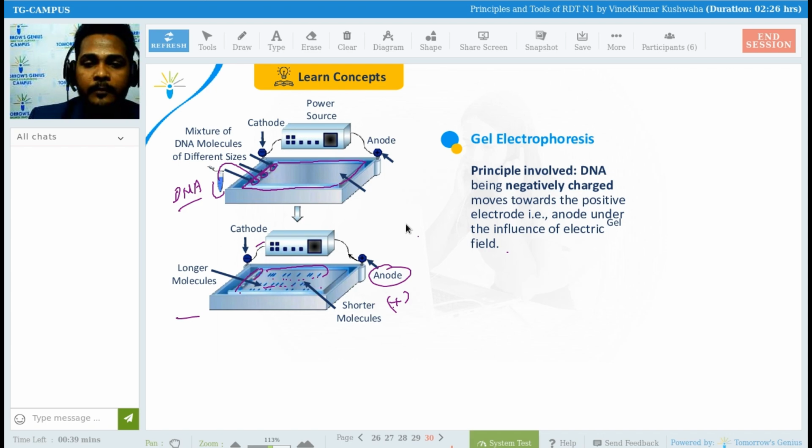So this is actually the principle involved. It is based on the negative charge, because the DNA, being negatively charged, moves towards the positive electrode, the anode, under the influence of electric current. This is the principle behind gel electrophoresis.